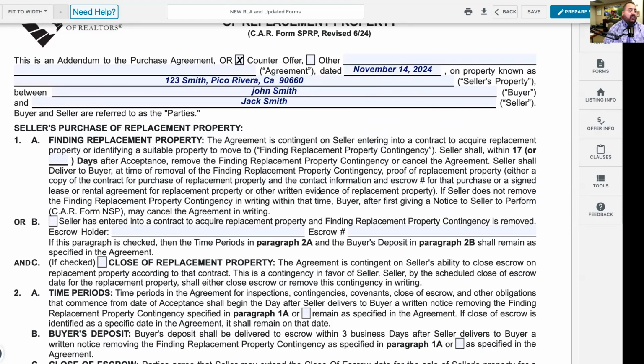Seller's purchase of replacement property. The first contingency, 1A, finding replacement property. The agreement is contingent on seller entering into a contract to acquire replacement property or identifying a suitable property to move to. That doesn't mean they have to purchase something. Just find a suitable one. That means they could lease something, but you could still put the contingency in.